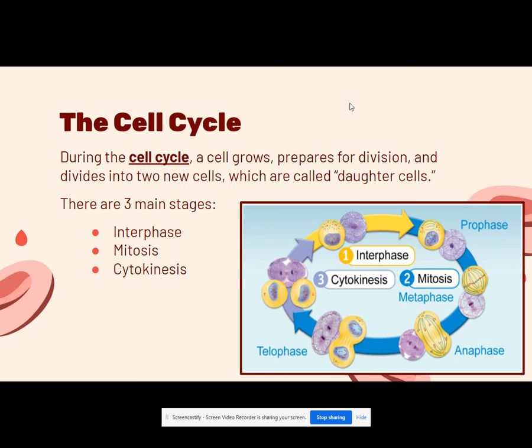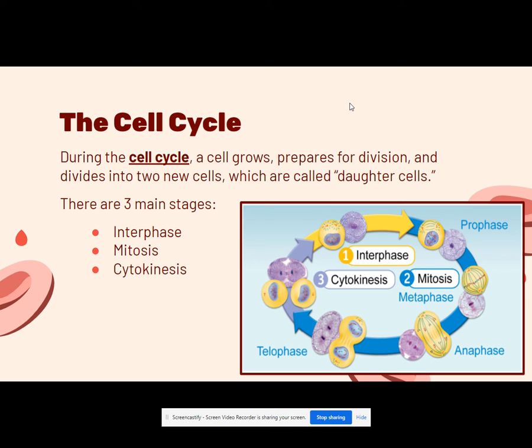Okay, moving on. So let's talk about the cell cycle. What happens during the cell cycle? The regular sequence of growth and division that cells undergo is known as the cell cycle. During the cell cycle, a cell grows, prepares for division, and divides into two new cells, which are called daughter cells. Each of the daughter cells then begins the cell cycle again.